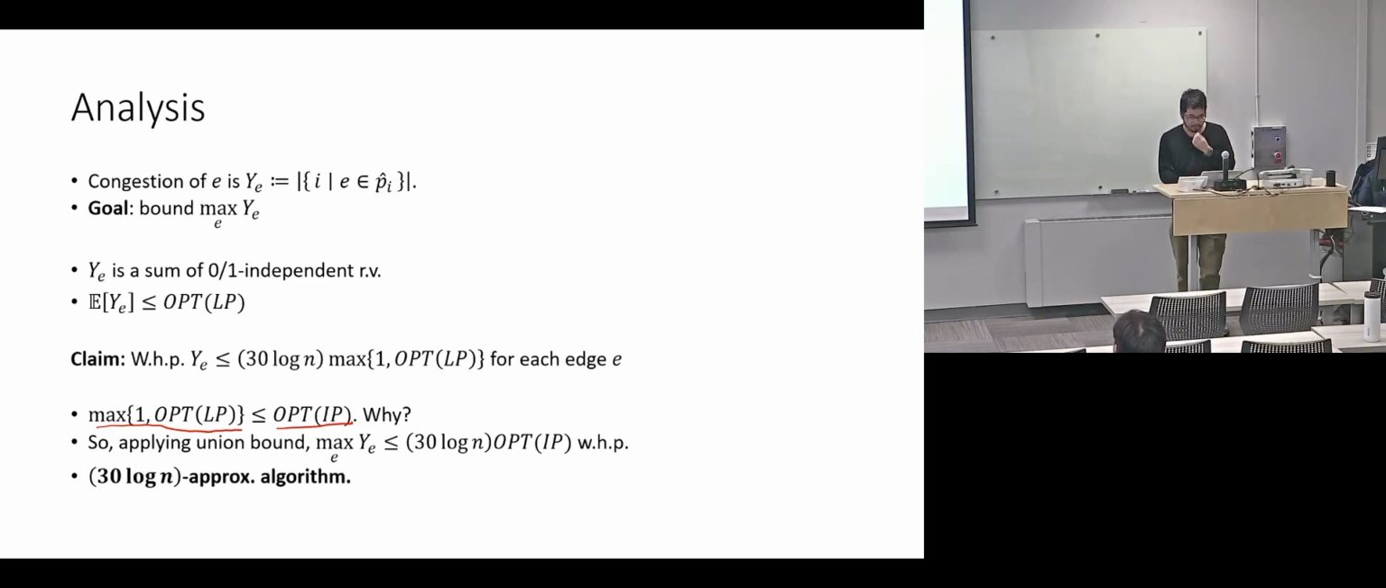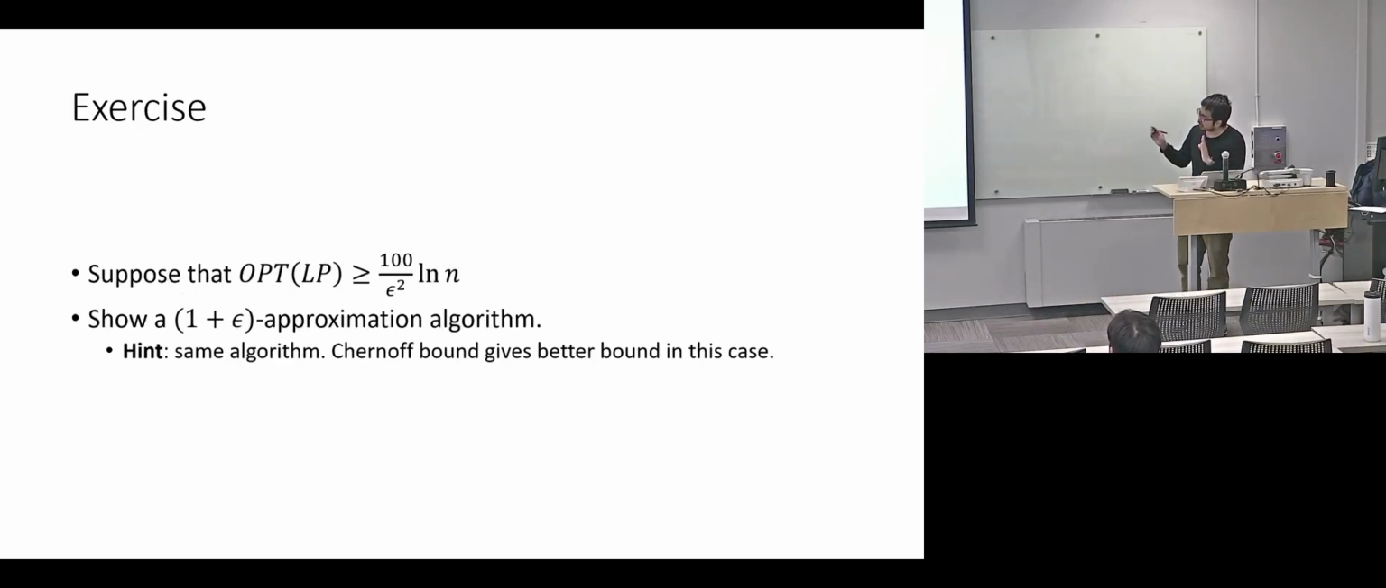Okay. Just to make sure you understand, you can try this at home: if you know that the optimal LP value is something like log n, you can in this case get a 1 plus epsilon approximation. Just follow the same analysis and try this. Okay.